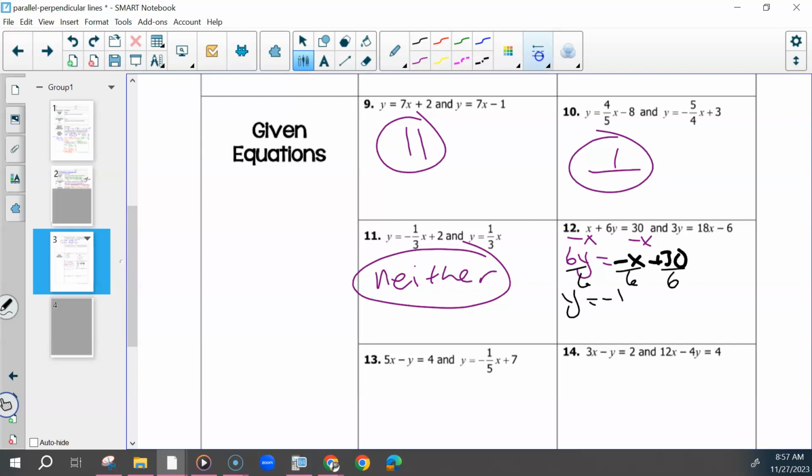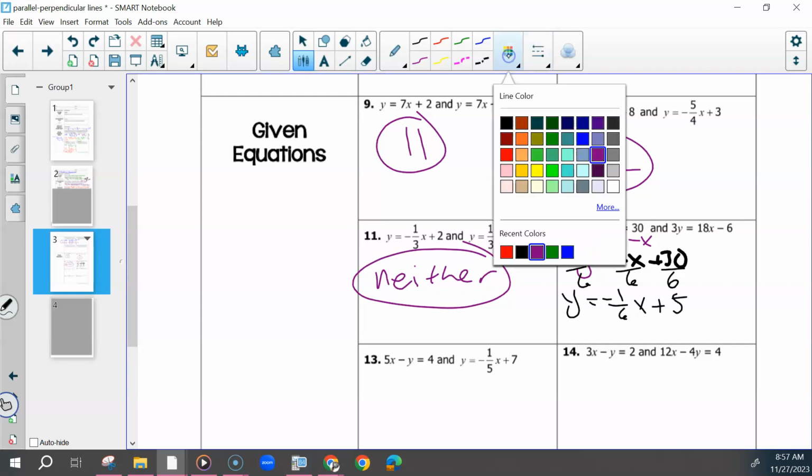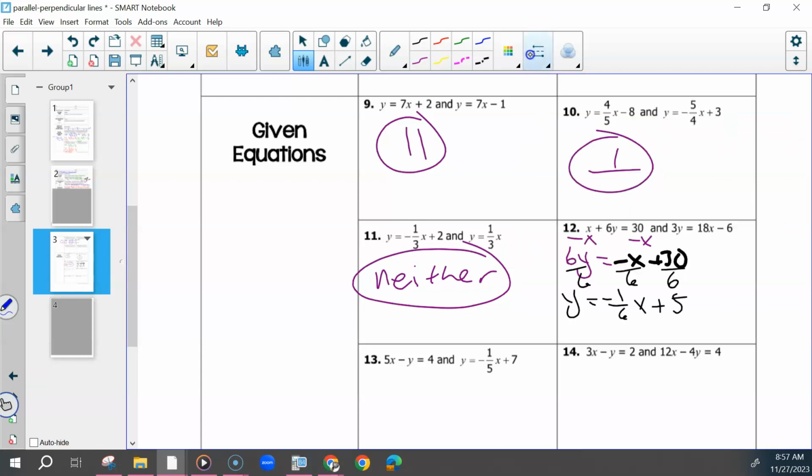So this would be negative 1/6x plus 5. But some of your equations aren't in the same place. So what would we do for the next one? Divide everything by 3. So y equals 6x minus 2. Would these be parallel, perpendicular, or neither?